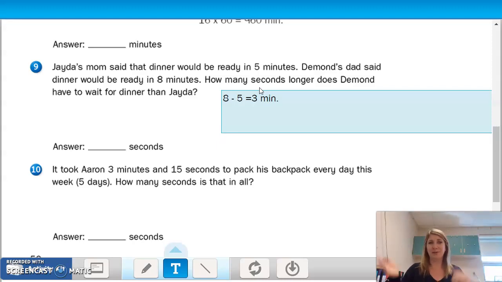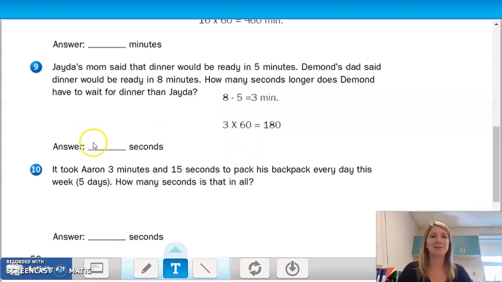So now all we got to do is change those little tiny minutes into seconds. So that is 3 times what? 60. In our heads, 3 times 6 is 18. Put on a 0. Nice. 180 as the answer to that one.